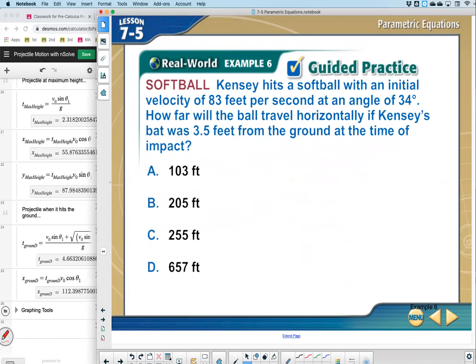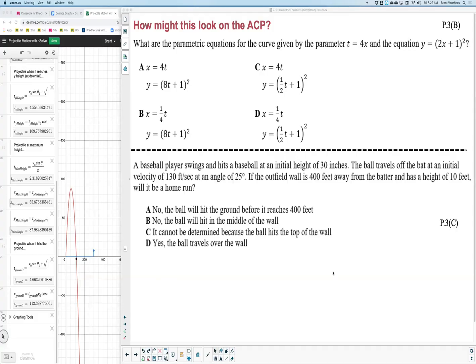I would suggest using the calculator. All right, let's take a look at how we might be tested on these types of questions. What are the parametric equations for the curve given by the parameter t equals 4x and the equation y equals 2x plus 1 quantity squared?